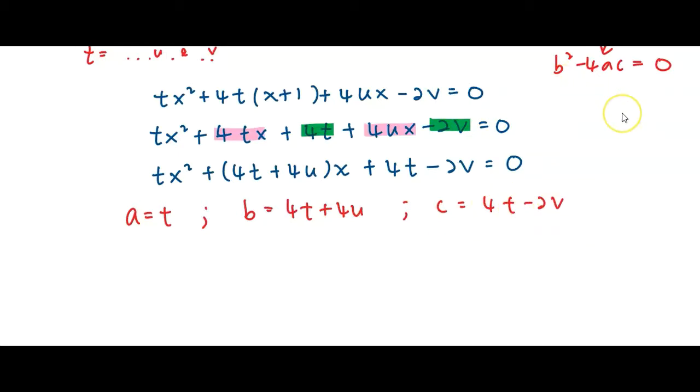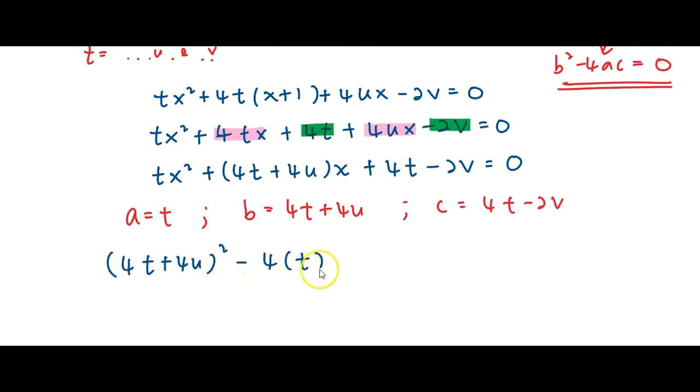So here now I'm going to put all those values a, b, and c into this statement, that is b squared minus 4ac equals 0. So b will be 4t plus 4u squared, minus 4ac, a will be t, and c is 4t minus 2v, equals 0. So now you have one equation involving t, u, and v. Later on we find ways to simplify until a stage that we have t in terms of u and v.